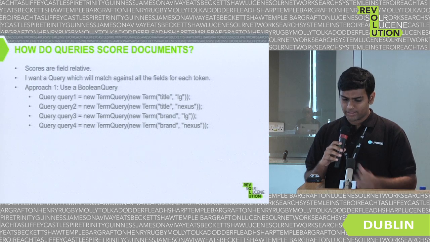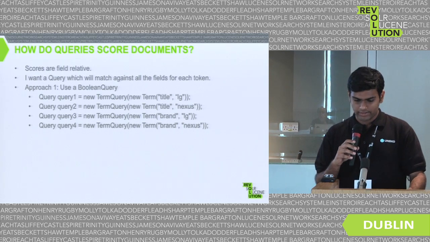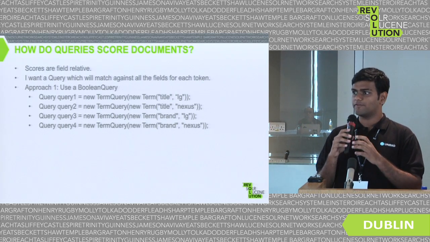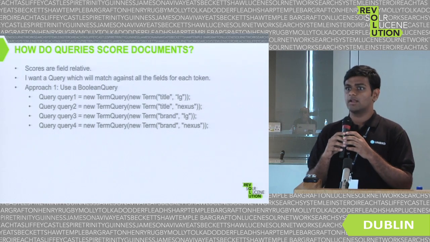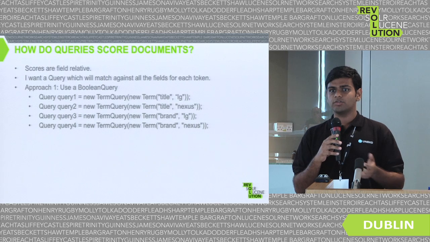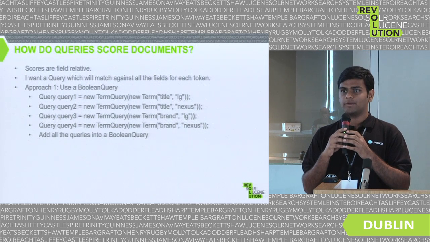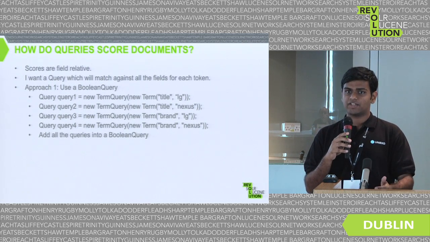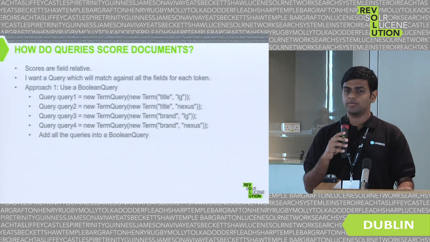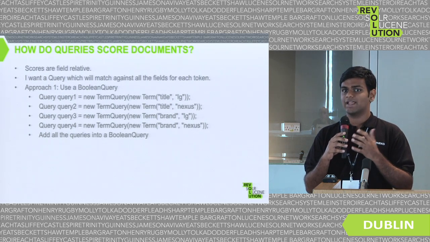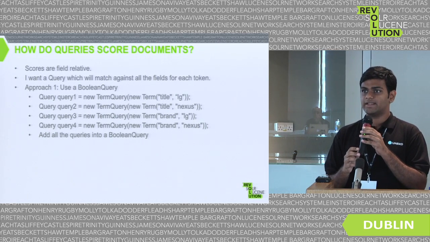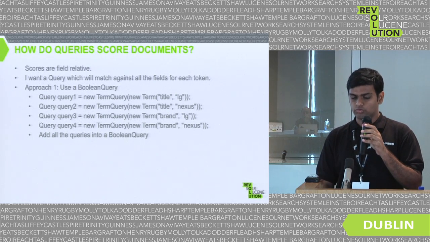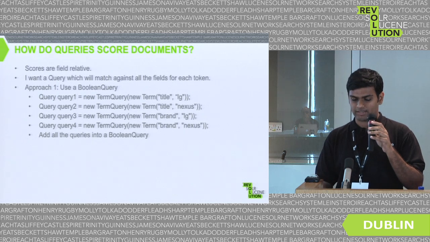Now, as you can see, query 1 and query 3 both are for the token LG on different fields. If you used a boolean query approach, if it matched both fields, like it would in this document, the scores would get added. So this might not be the ideal way to go about it. So you could use the disjunction max query.